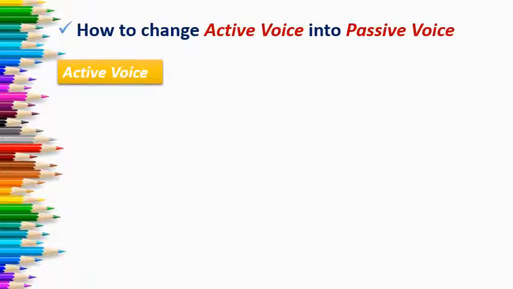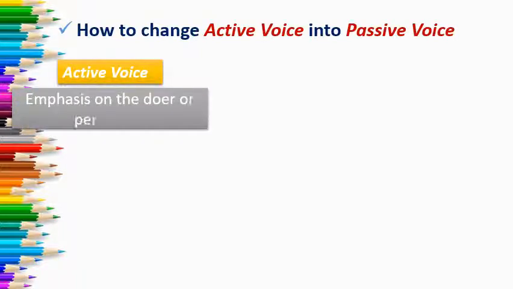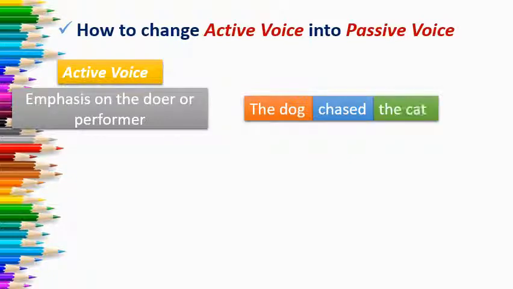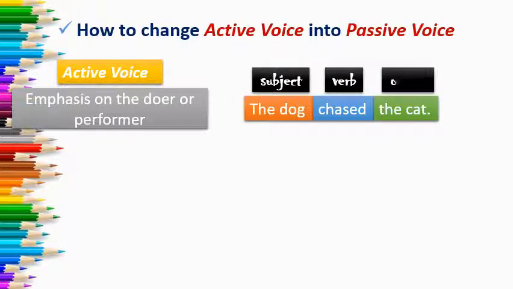Active voice means to emphasize the doer or performer, that is, the subject. To clarify it, let's see an example. The dog chased the cat. So here the dog is the subject, chased is the verb, and the cat is the object. Subject means who does some action, and verb means an action. Object means who receives the action done by the subject. So here we are emphasizing the doer or performer, that is the dog.